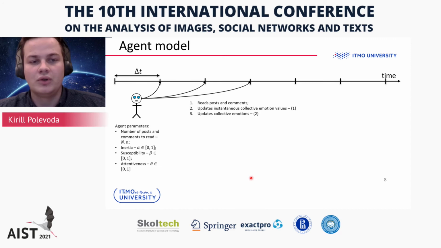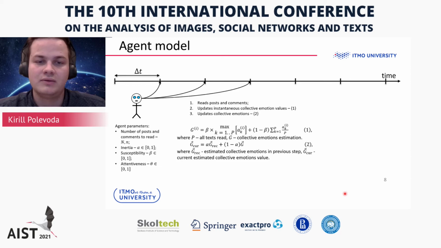First of all, the agent reads posts and comments and gives each text a score from 0 to 4. Then he updates instantaneous collective emotion values according to formula one. Here you can see his susceptibility, by which he reacts to some really emotional text, and the averaging of all texts that he has read at this point of time. After that, he updates his estimation of collective emotions according to formula two. Here you can see the value alpha that describes his inertia. So the agent looks at his recent value from his previous activation and the current vector G, and after that he produces his current estimated collective emotion value.